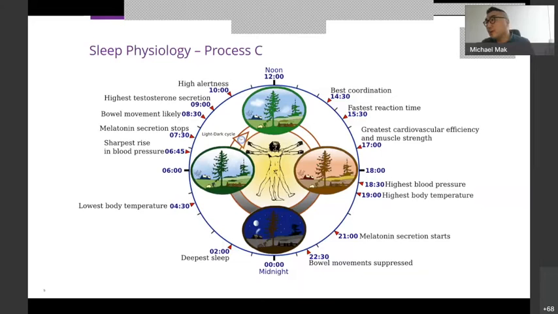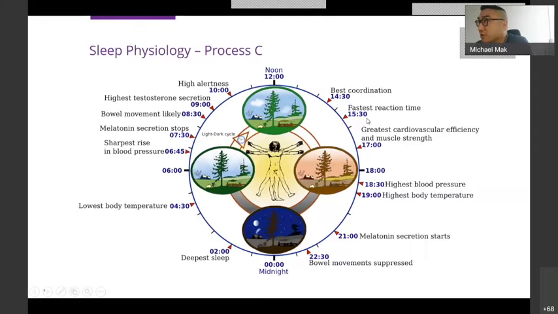And you'll see here that alertness is highest at 10 a.m. Your coordination is best in the early afternoon, your reaction time as well. And other different bodily processes you can see are controlled by the internal body clock. So there's a tendency for us to be sleepy when it's dark out and a tendency for us to be alert when it's light out.